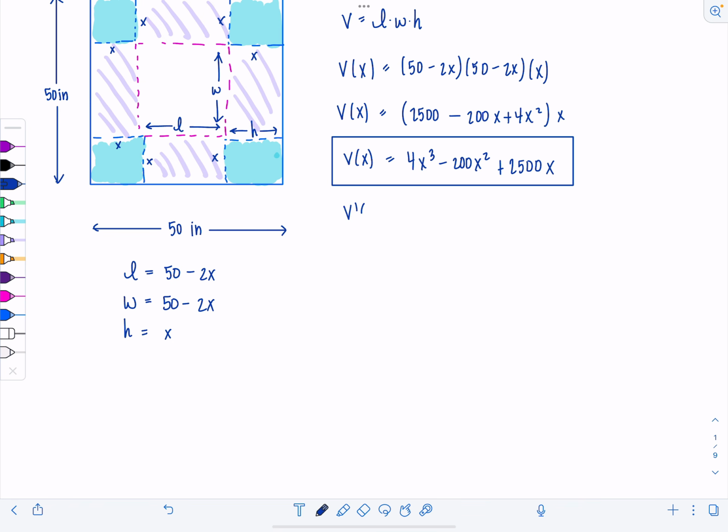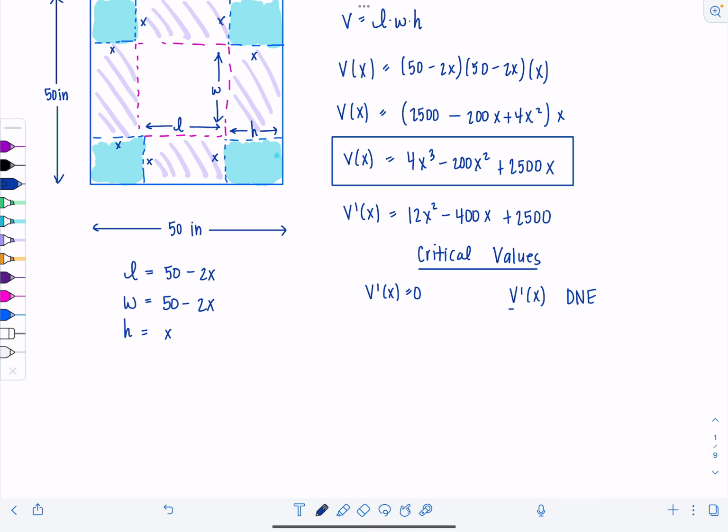Okay, so V prime of X, it's just a polynomial, so it should be relaxing. Derivative of 4X cubed is? Good, 12X squared. Derivative of negative 200X squared, minus 400X, good, plus 2500. Now, our critical values come from two places, typically. One is where the derivative equals 0, and the other one is where the derivative does not exist.